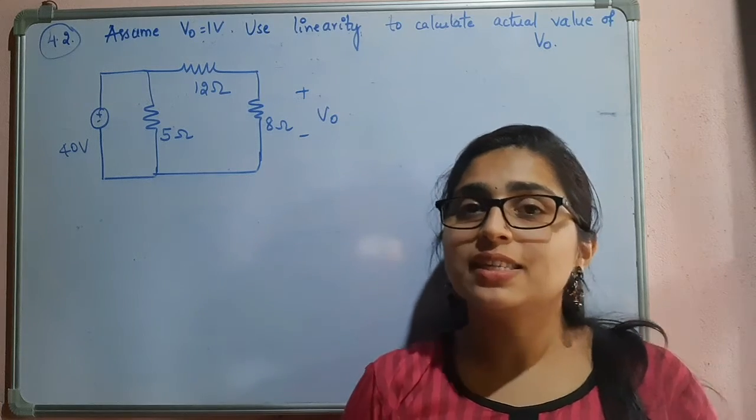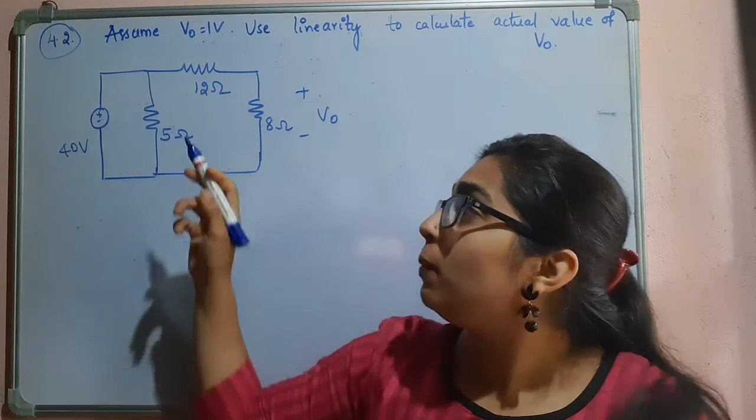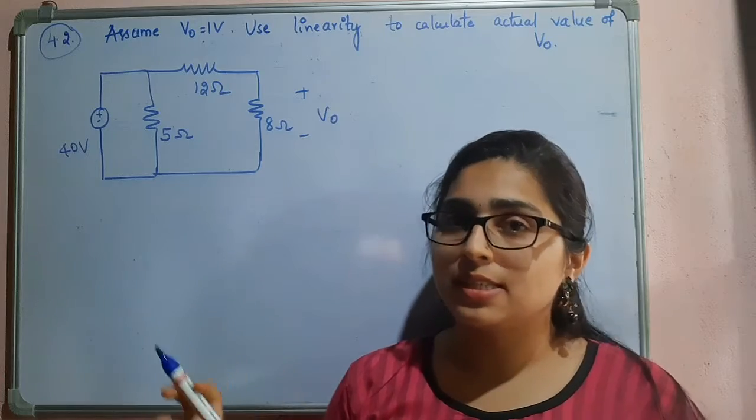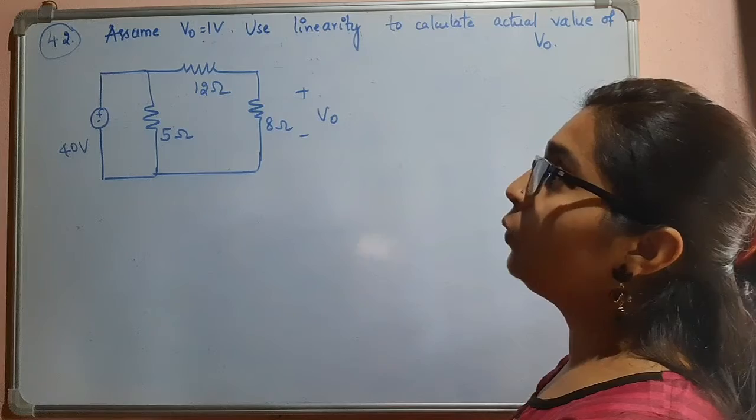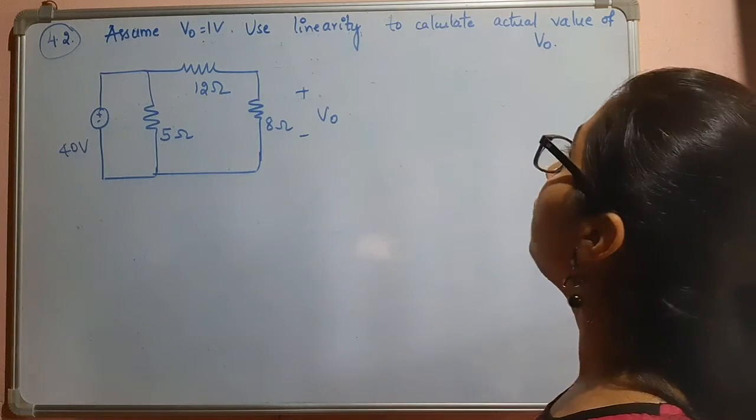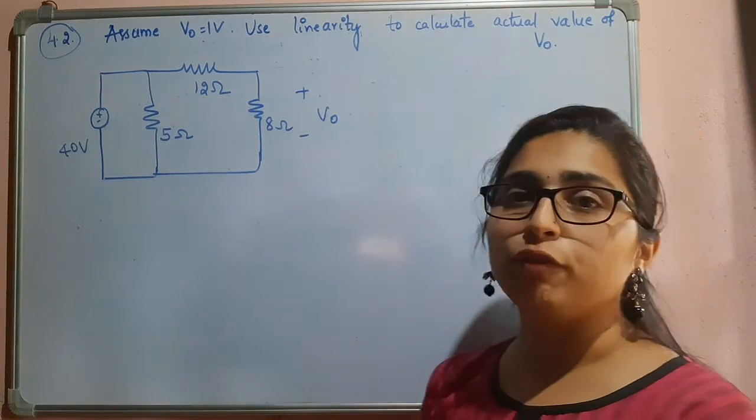Hello everyone, in this video we will solve practice problem 4.2 from the Sadiku textbook. So let us see the question. Assume V0 is equal to 1 volt. Use linearity to calculate the actual value of V0.